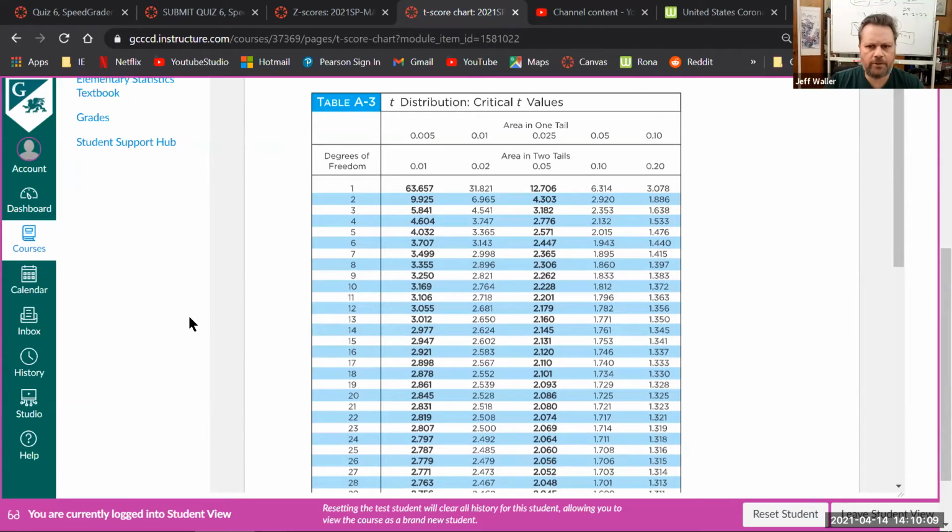So is everybody able to go get that? T-score chart. Look over here. See how it says degrees of freedom? So if I had a sample of 7, where would I stop? If my sample size was 7, degrees of freedom is 6, I would stop here. And now we have to talk about how to know where to go here.